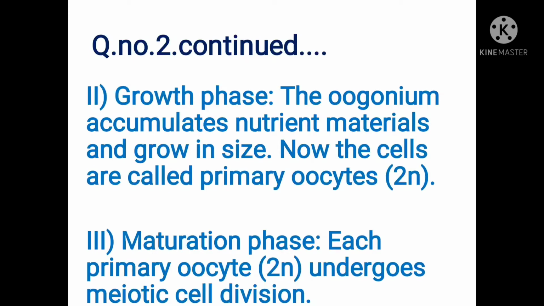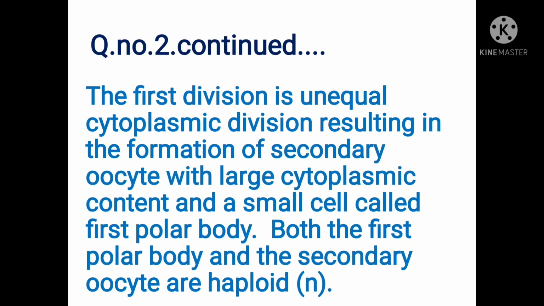Number 3. Maturation phase. In maturation phase, each diploid primary oocyte undergoes meiotic cell division. The first division is unequal cytoplasmic division, resulting in the formation of secondary oocyte with large cytoplasmic content and a small cell called first polar body. Both the first polar body and the secondary oocyte are haploid.